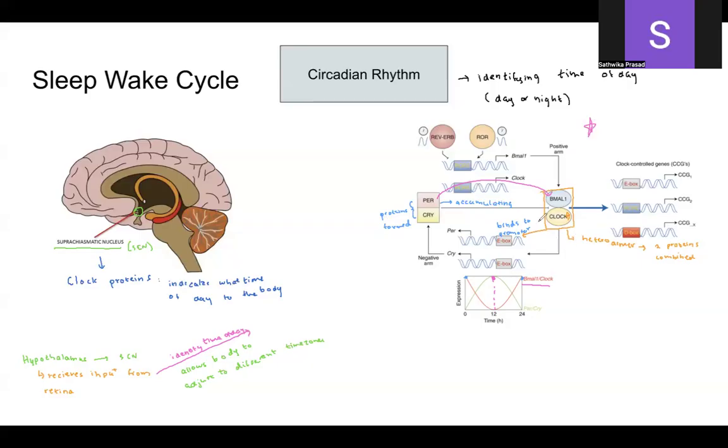But what you need to know is that clock genes are transcribed into clock proteins, right? Clock genes produce clock proteins. And these proteins are going to accumulate. And once they accumulate, they are also going to stop the expression of clock genes.